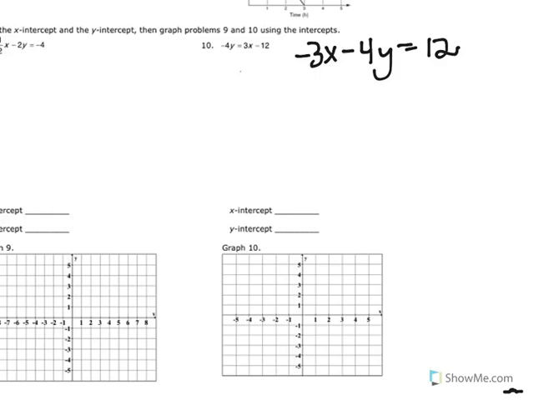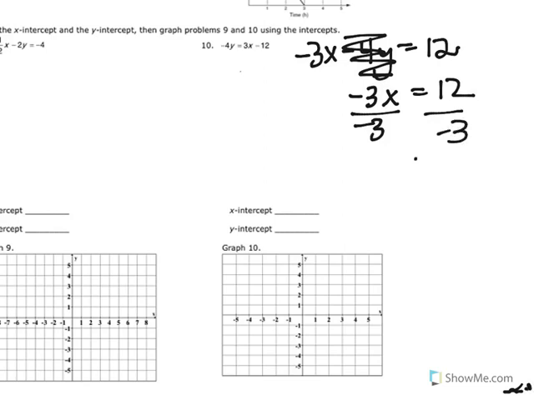Okay, now once I have that, I want to find the x-intercept. So to find the x-intercept, I'm going to cover up the y. Use your finger and cover up the y. And what do we have left over? -3x equals 12. Divide by -3. And x equals -4.